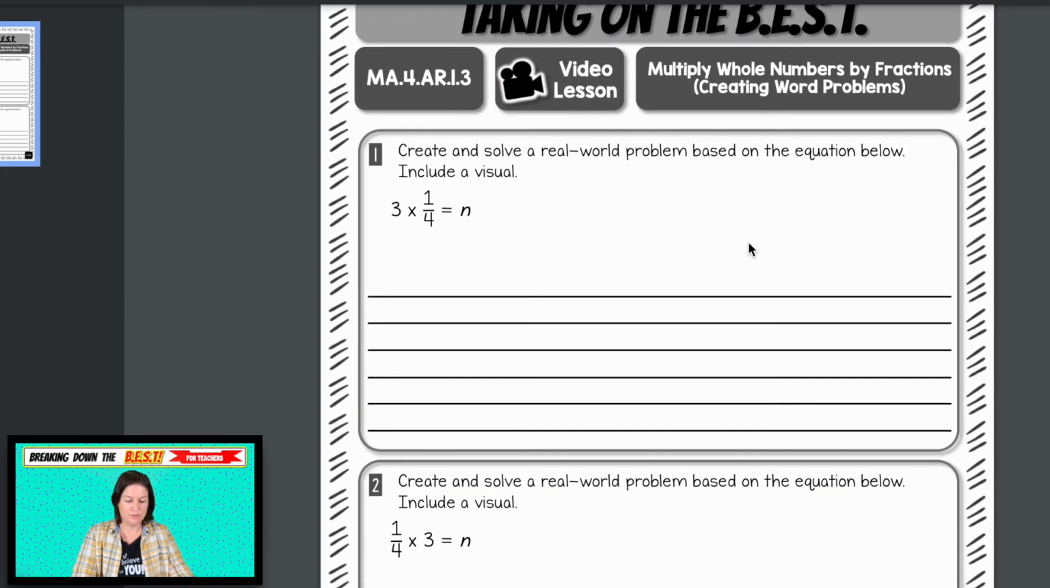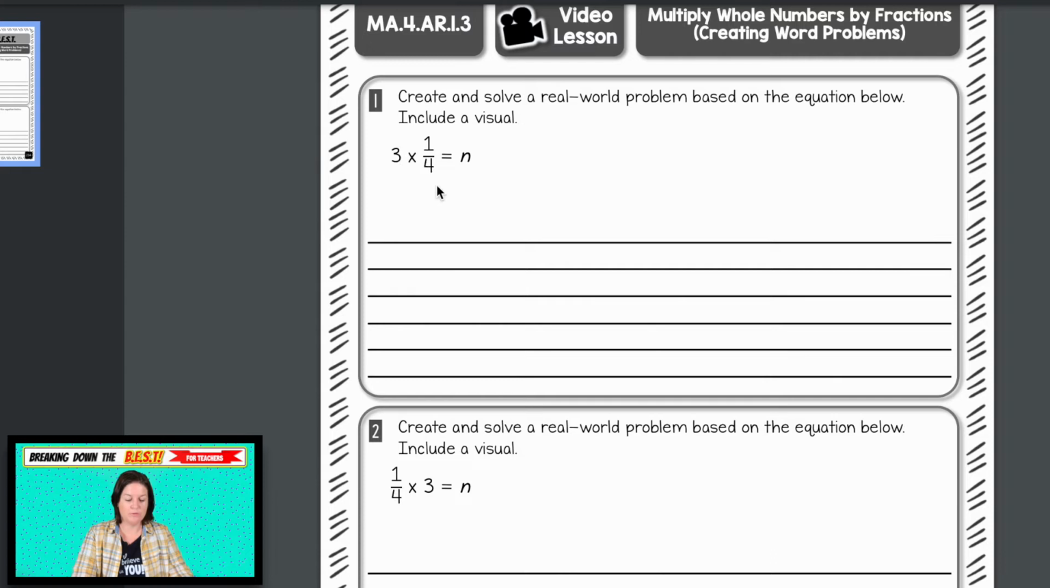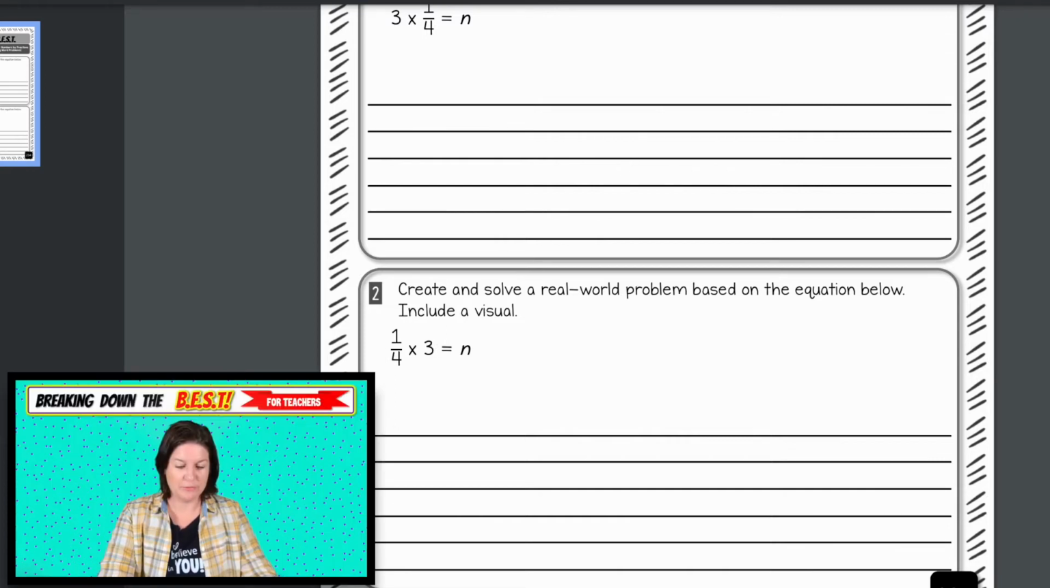So here's the printable. You can see here we've got 3 times 1/4 equals n. We're going to use a visual and we're going to create a real world problem and solve it. Then we're going to use the commutative property of multiplication, flip-flop the factors, and model and show how the model changes when we have that fraction first, 1/4 of 3. And then we create and solve a problem there.